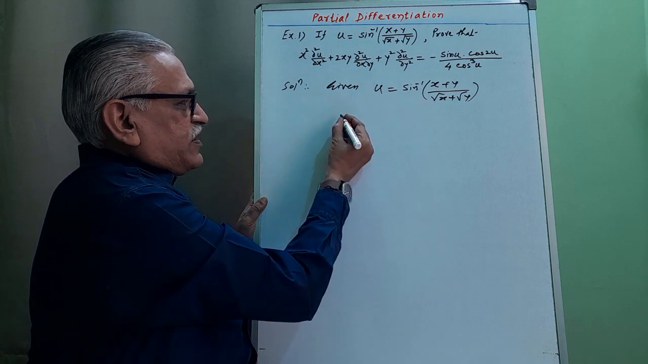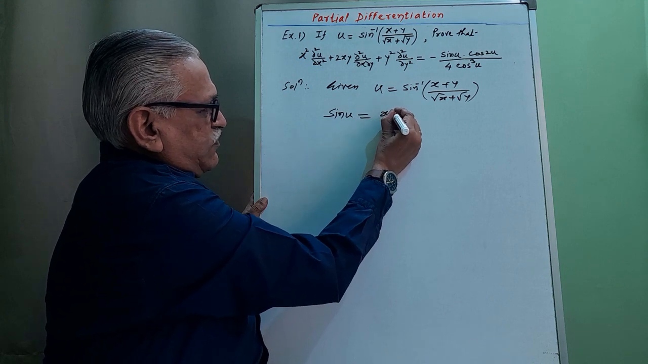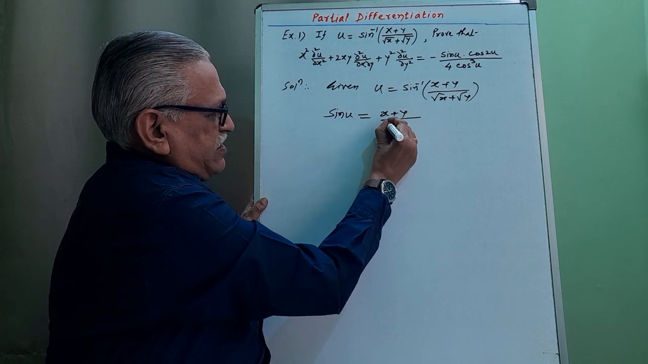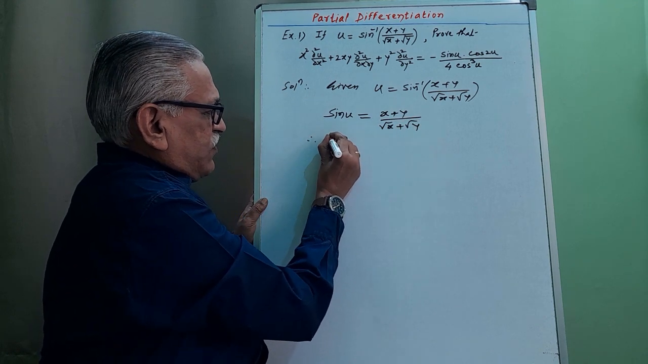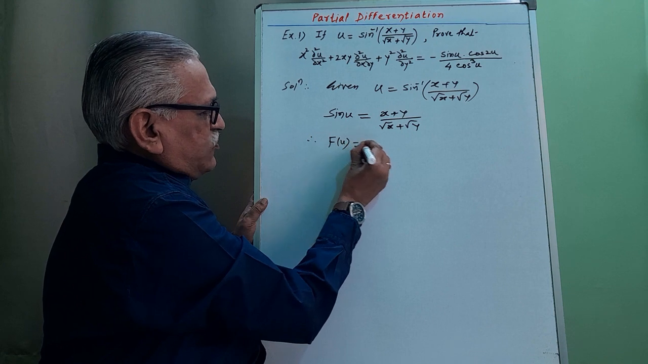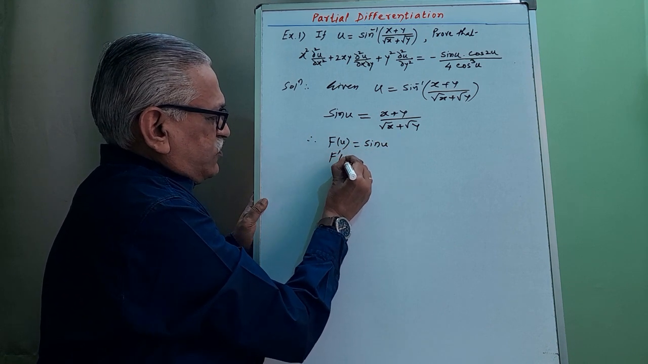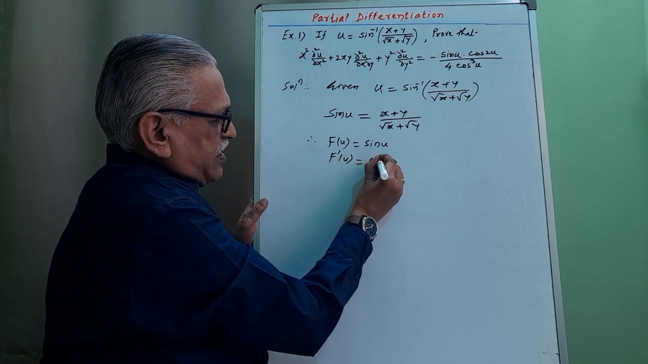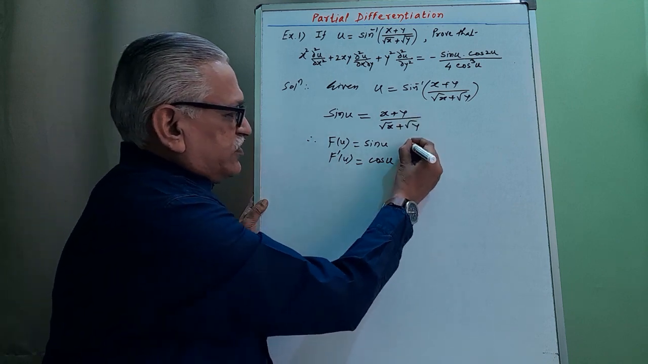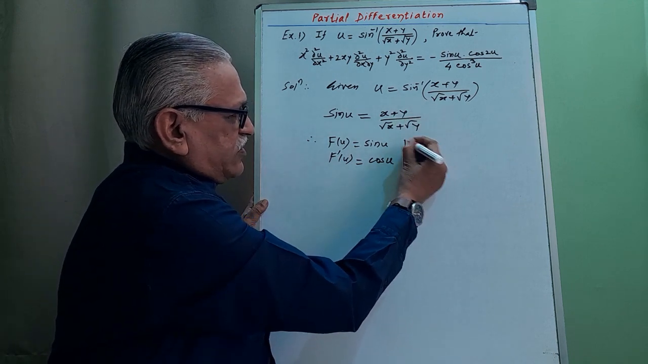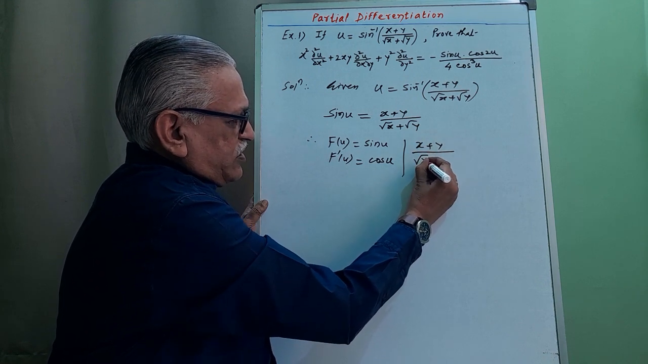Transferring the sine inverse to the left hand side, we get sine of u is equal to (x plus y) divided by (root x plus root y). And therefore, function of u is sine u. Differentiating it with respect to u, we get derivative of sine as cos u. And then to determine the degree, we consider the function on the right hand side of this equation, (x plus y) divided by (root x plus root y).